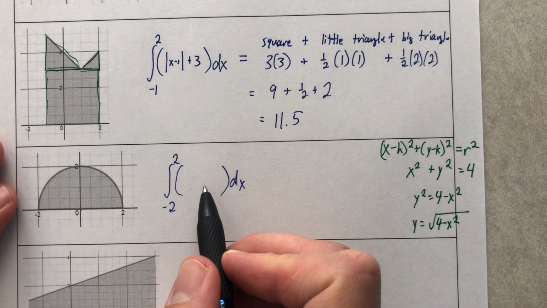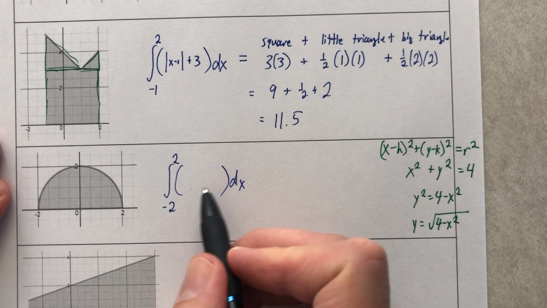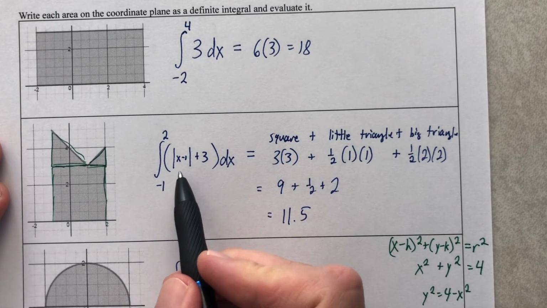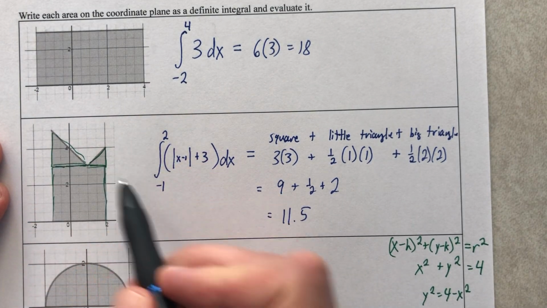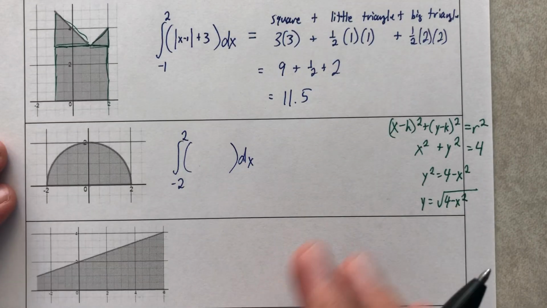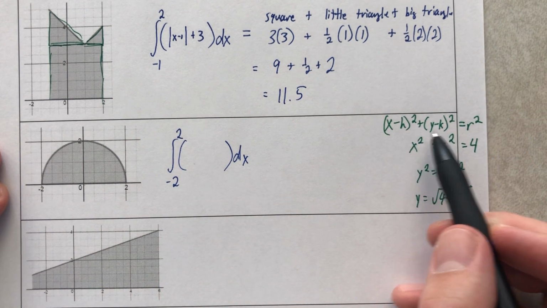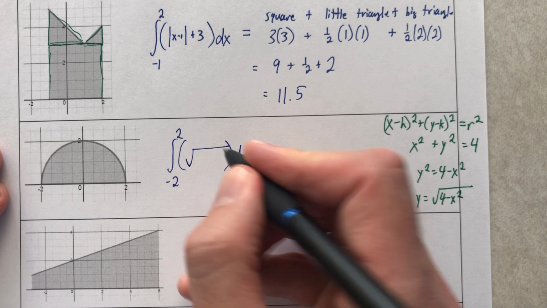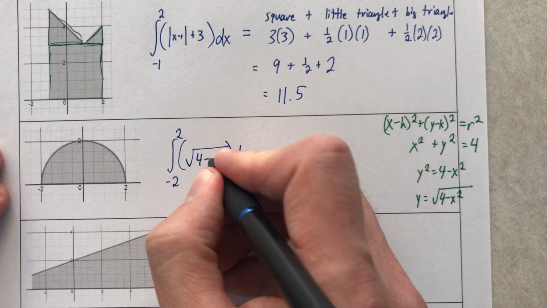Here's what just happened. I found what the function was. It was absolute value, shifted 1 to the right and up 3. I found what the function was. Oh, it was a circle and I had to figure out the top half. That's what it is. And it is the square root of 4 minus x squared.